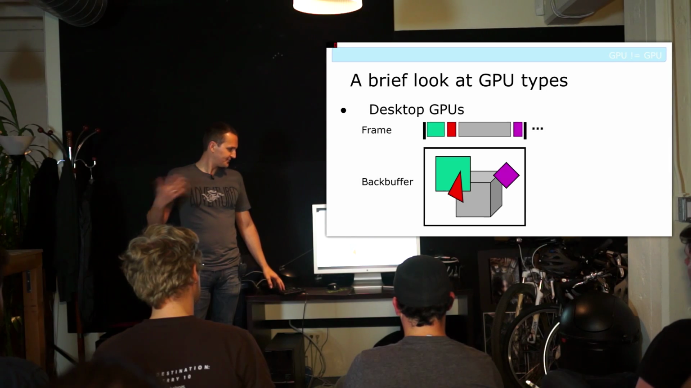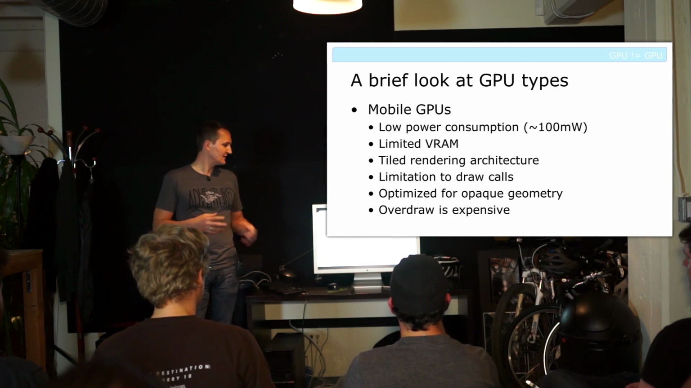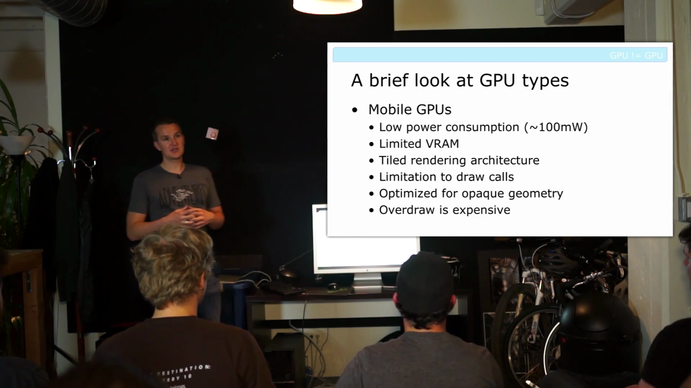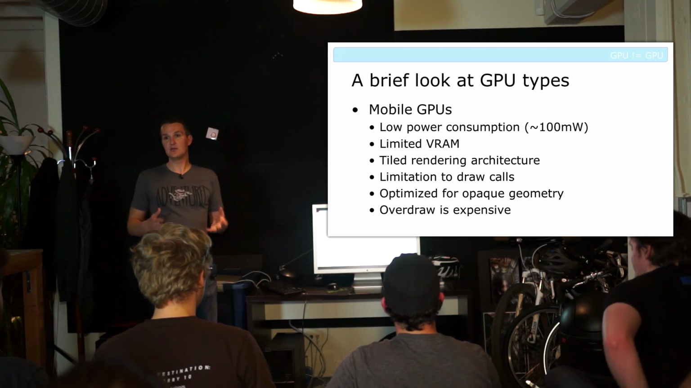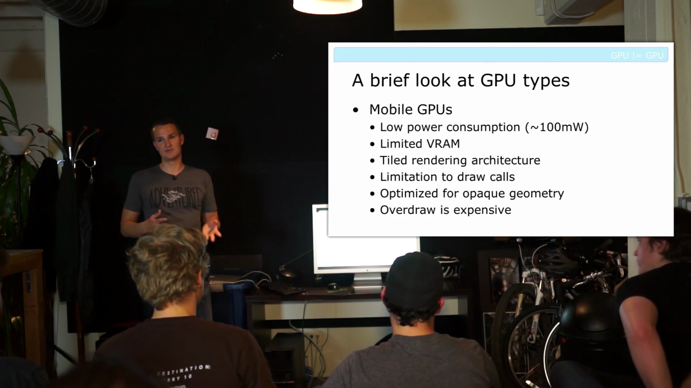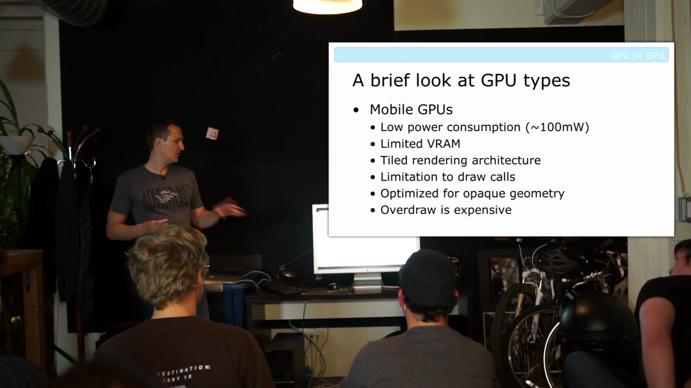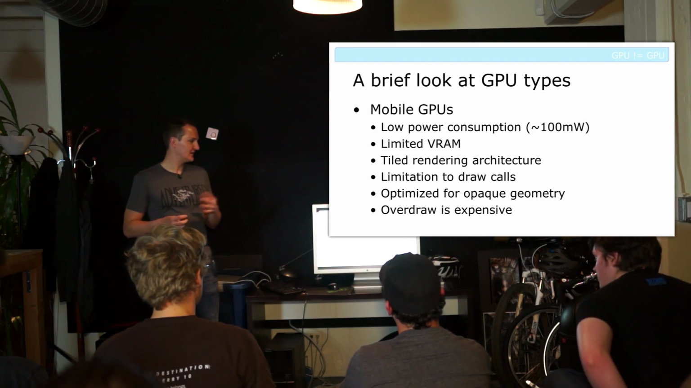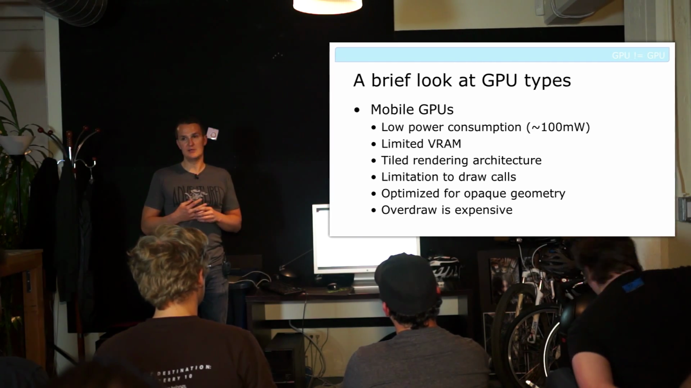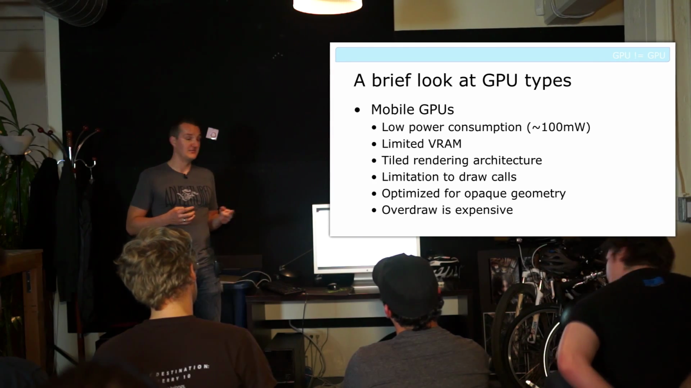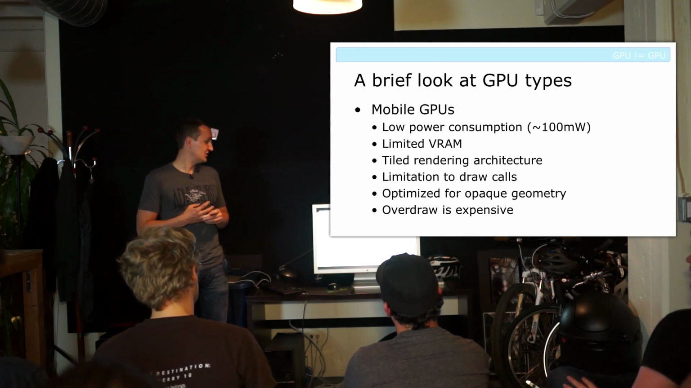Now what joined the mix fairly recently are mobile GPUs. And they're actually very different, because the main design goal here is to minimize power consumption. One of the slides for desktop GPUs said that they take around 100 watts and up. Mobile GPUs have to live with 100 milliwatts. And that's a huge, huge difference.